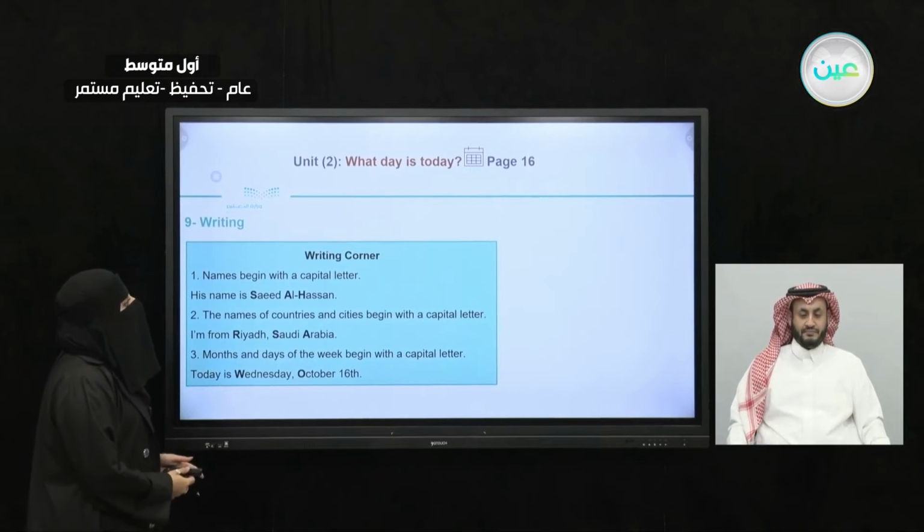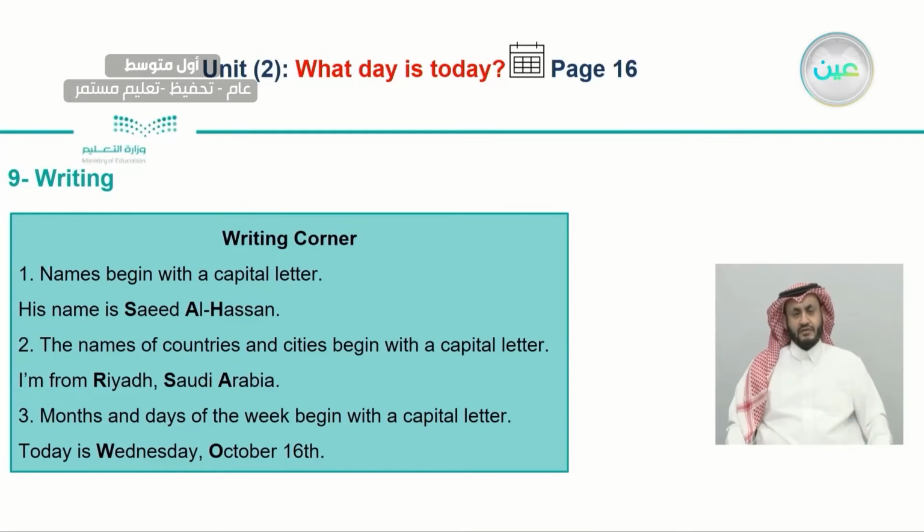Next, we're still on the same page, page 16, writing corner. Names begin with a capital letter. His name is Saeed Al-Hassan. Okay, his name is Saeed Al-Hassan. Do you see this name? First name and last name. Okay. The names of countries and cities begin with a capital letter. I'm from Riyadh, Saudi Arabia. Name of a country and name of a city.